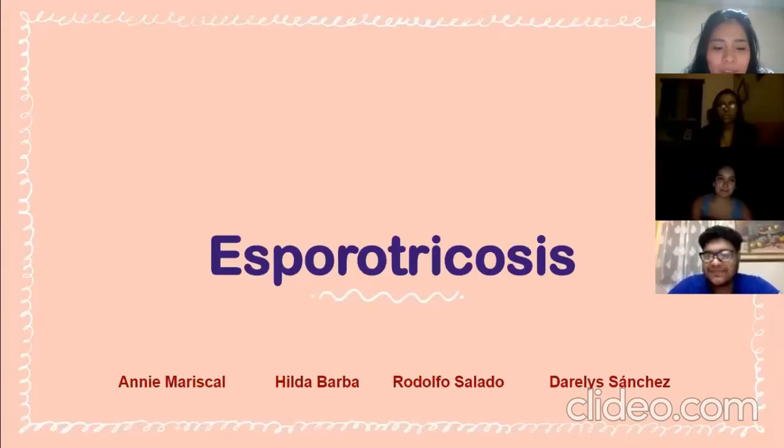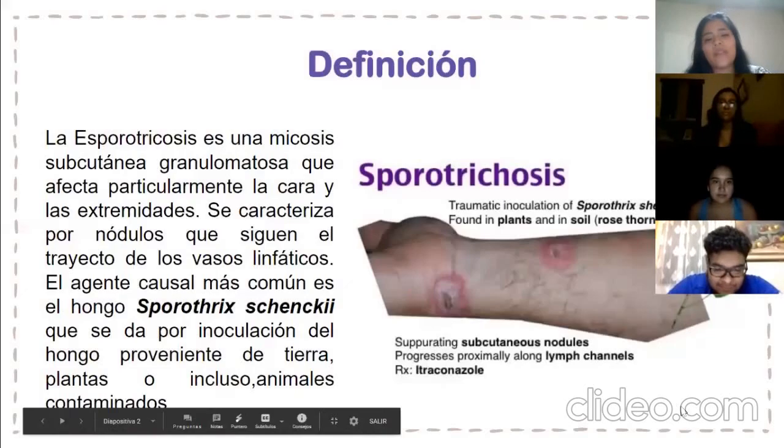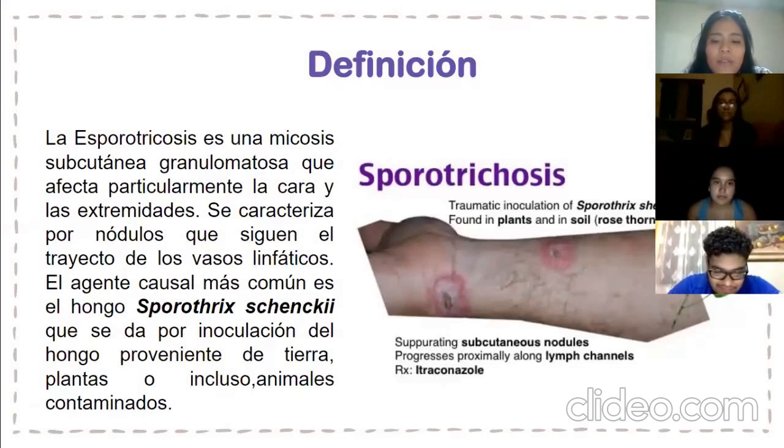About sporotrichosis. Next. Sporotrichosis is a subcutaneous mycosis infection caused most commonly by the fungus Sporothrix schenckii, which is found on decaying vegetation, rose bushes, twigs, hay, sphagnum moss, contaminated soil, and even cats. Because of its tendency to present after a thorn injury, it is also called rose gardener's disease. It might present particularly on the face and limbs and is characterized by nodules that follow the path of lymphatic vessels. Next.